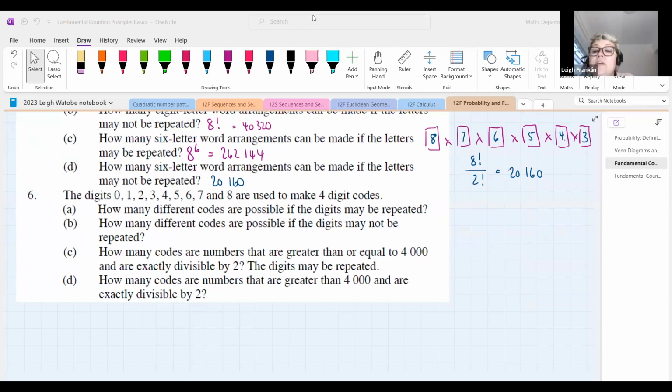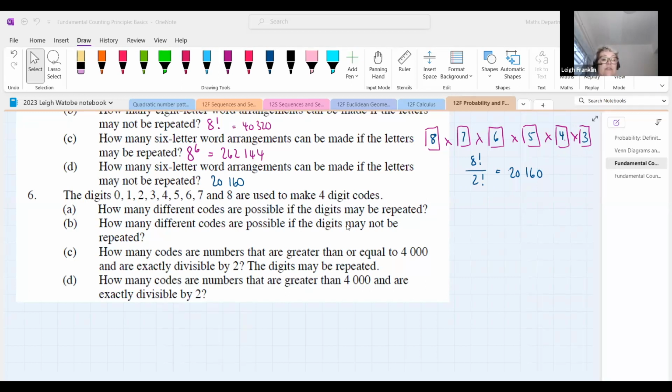Okay, why do we say 2 factorial? Because we don't want times 2 times 1. That's why I'm dividing by 2 factorial, because the 8 factorial in the numerator would include times 2 times 1 at the end.